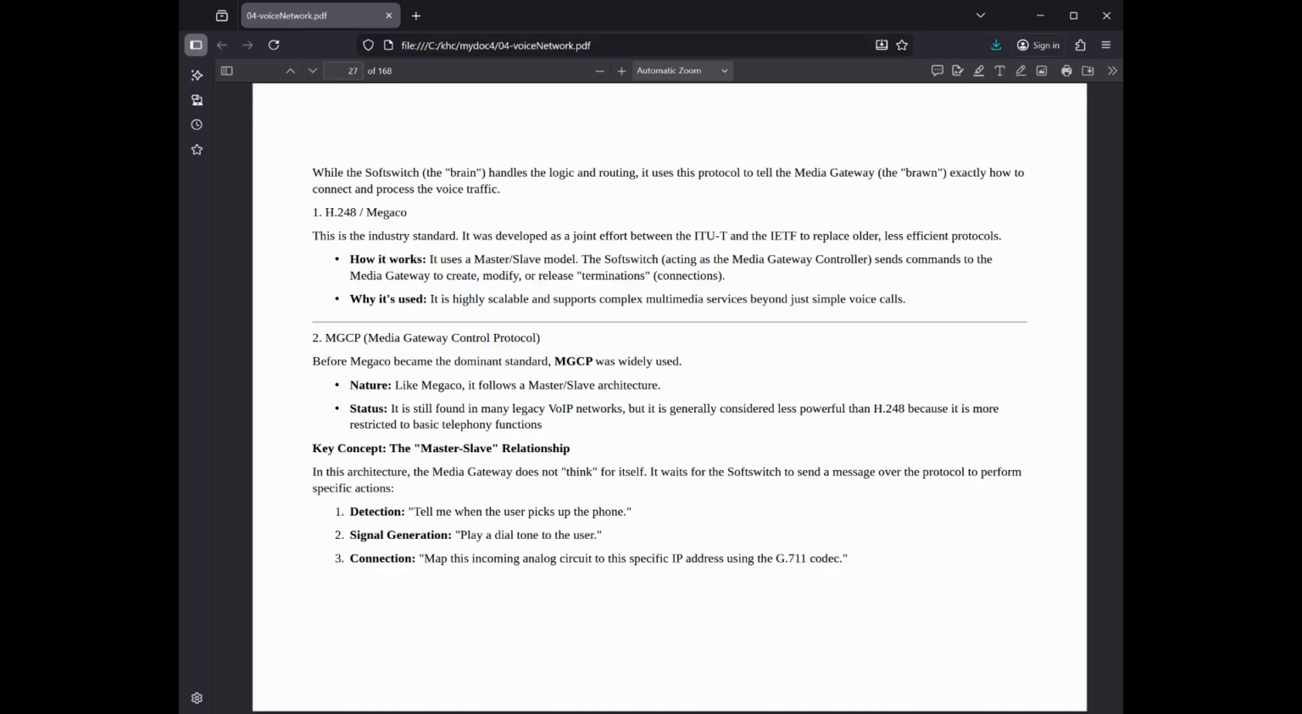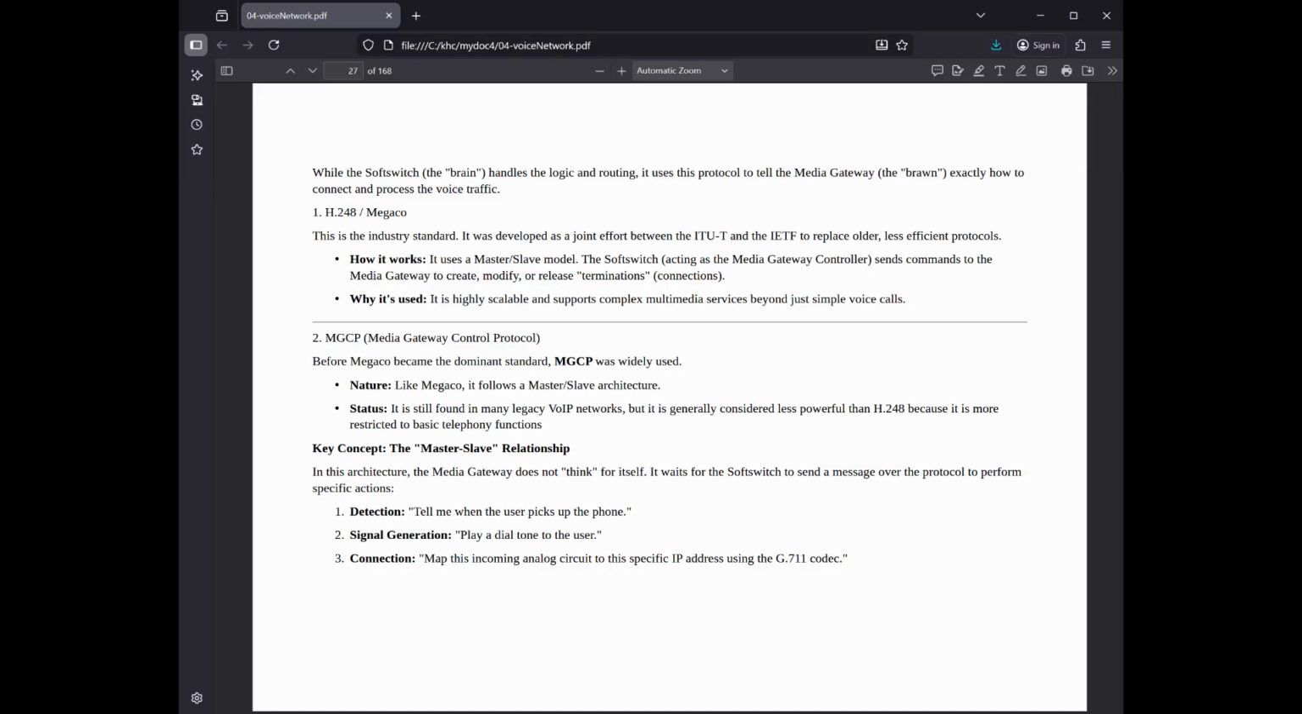How it works: it uses a master/slave model. The Softswitch, acting as the media gateway controller, sends commands to the media gateway to create, modify, or release terminations and connections. Why it's used: it is highly scalable and supports complex multimedia services beyond just simple voice calls.